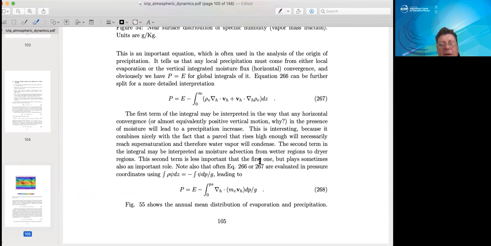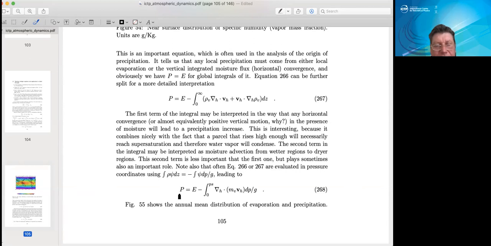The way this is often done is again using the pressure coordinate system, because all reanalysis and most of the model data that we are looking at is usually posed in the pressure coordinate system on pressure levels. So we can simply transform this vertical integral in z coordinates, using our knowledge of the hydrostatic equation, into this pressure integral.